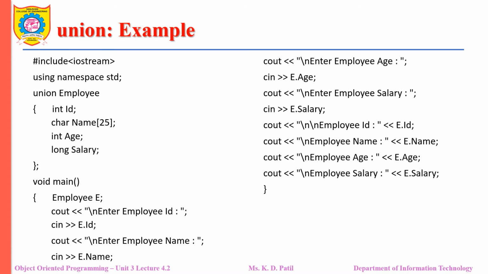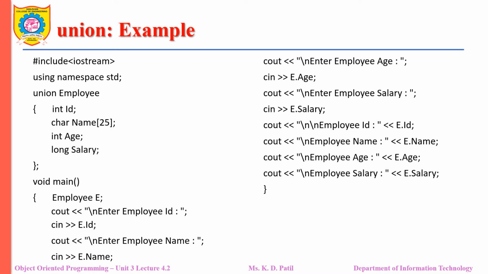Here the character array name is of size 25, which is the largest size, 25 bytes. So the size which will be assigned to the union variable will be 25 bytes.